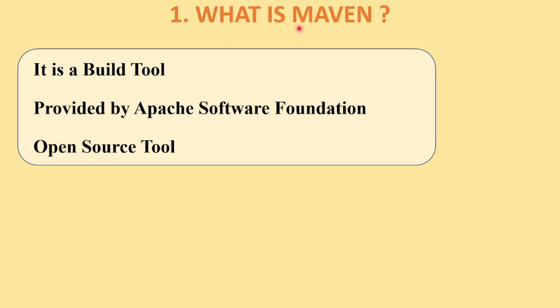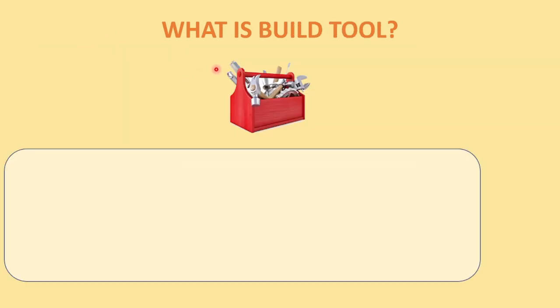So first we'll see what is Maven. It is a build tool provided by Apache Software Foundation and it is an open source tool. Anybody can use it. It's free of cost. We'll see now why it is called a build tool and what is a build tool.